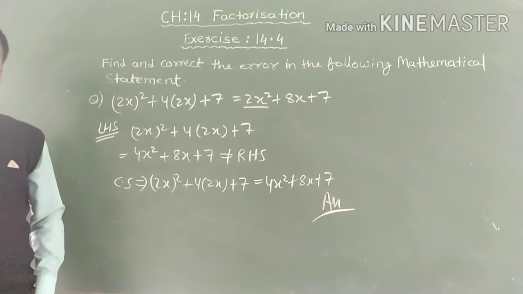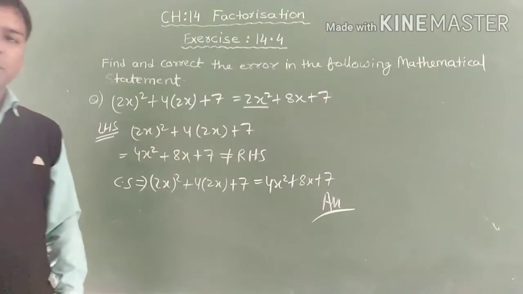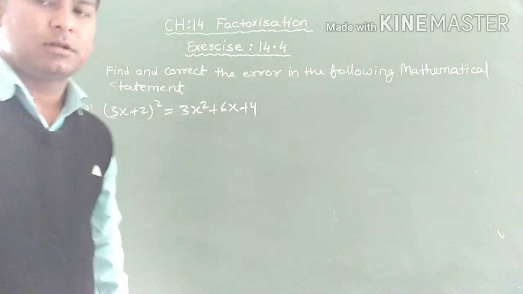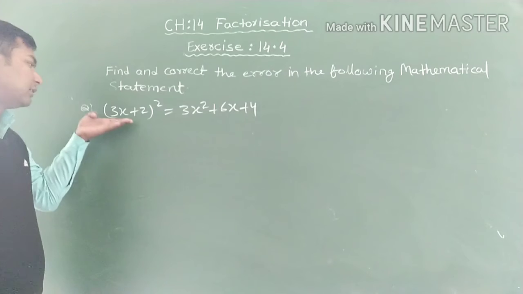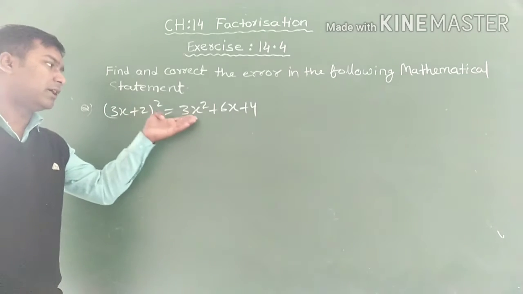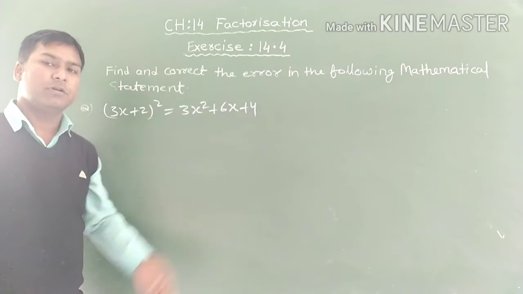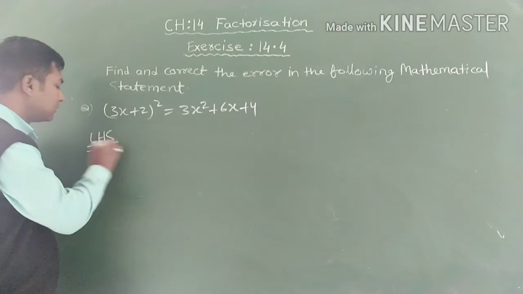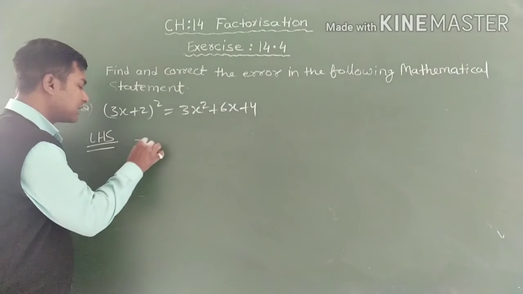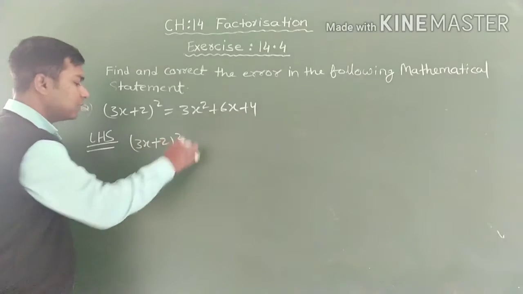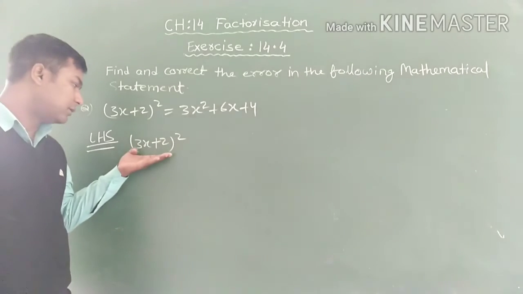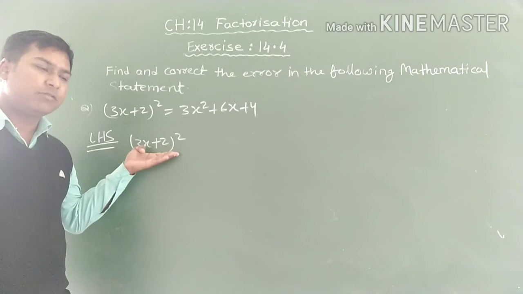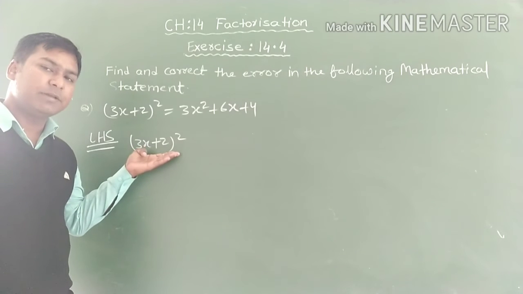Okay. Now this was the explanation of this question. Now the next question will be, the expression is given here. 3x plus 2 whole square equals to 3x square plus 6x plus 4. Now again same process. Take LHS part first. So it will be 3x plus 2 whole square. Now this expression is in the form of a plus b whole square, and the formula will be a square plus b square plus 2ab.